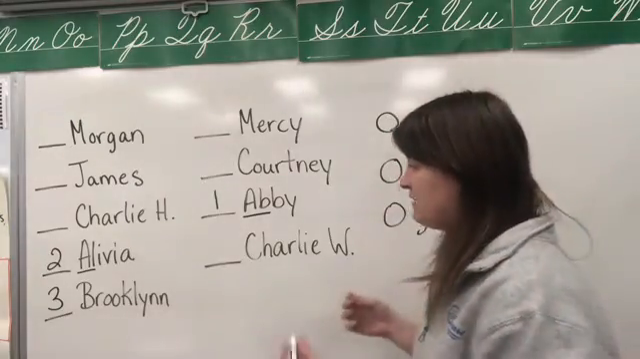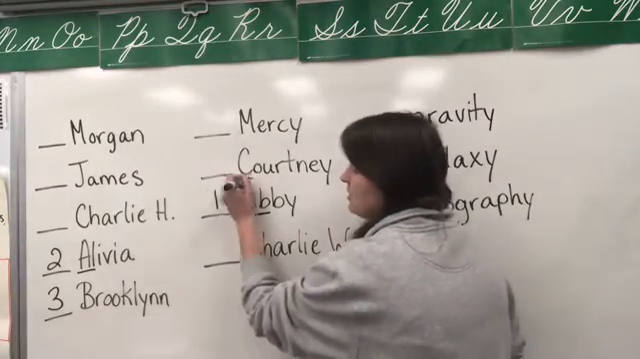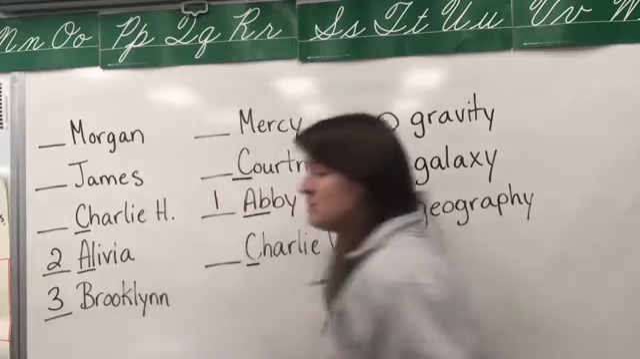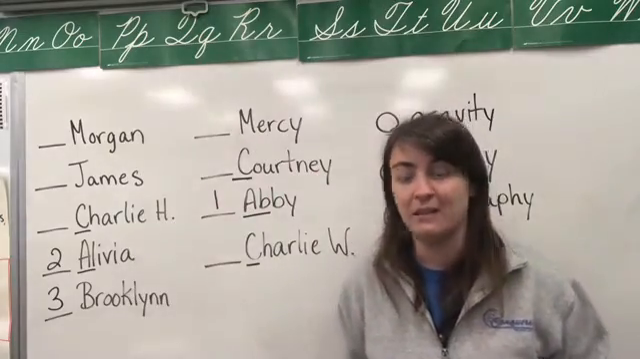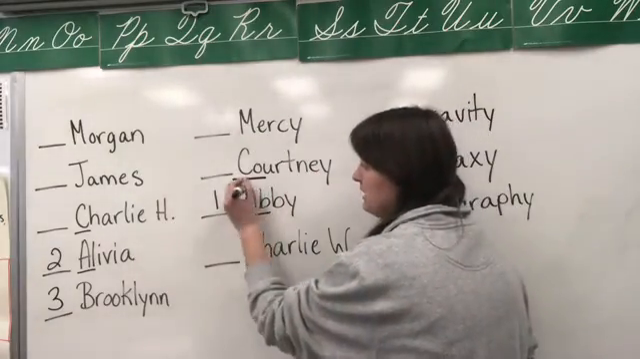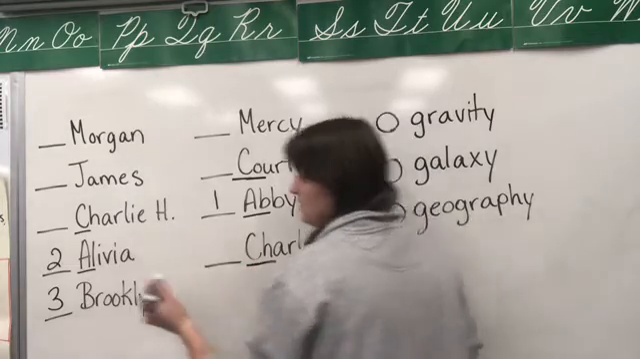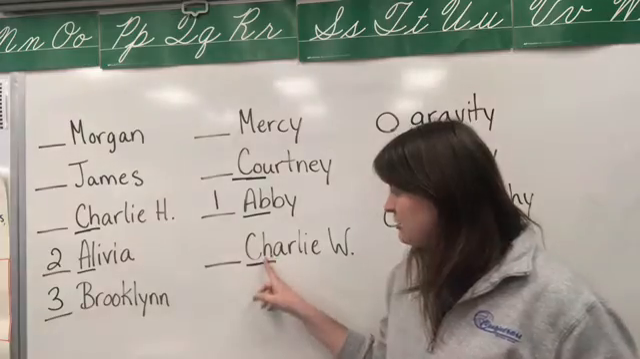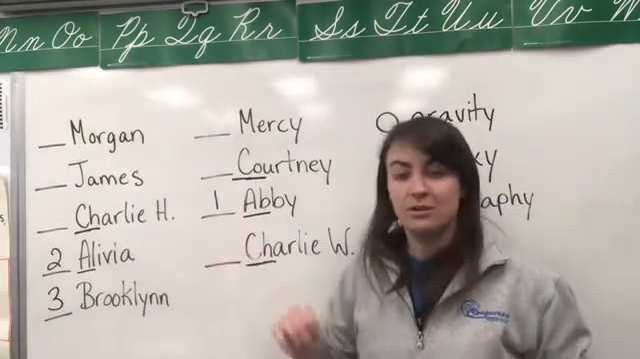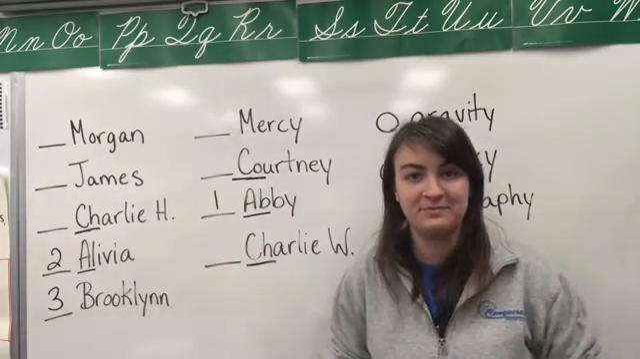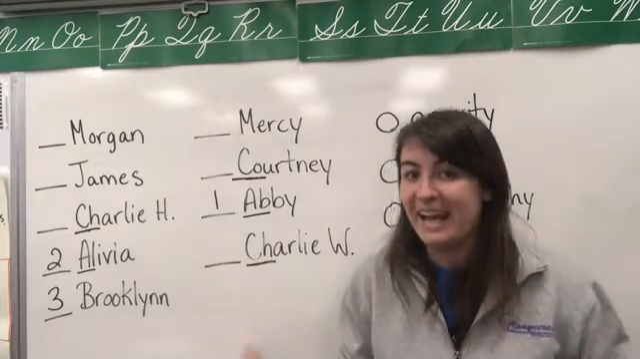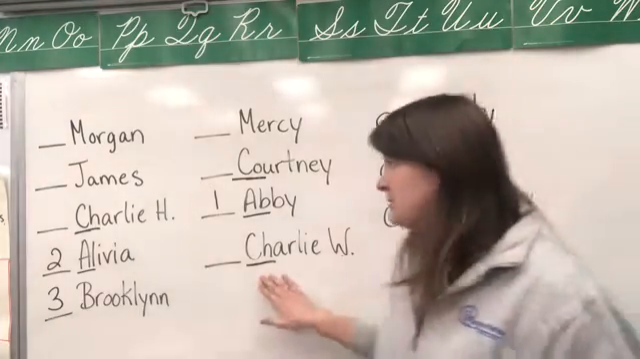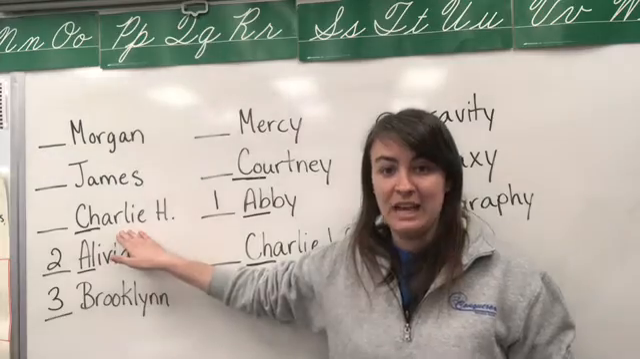Now for C, we've got 3 names. We've got Charlie Williams, Courtney, and Charlie Heisel. So naturally, we have to look at their second letter. So we have an O for Courtney, an H in Charlie Williams, and an H in Charlie Heisel. So of these letters, does H, O, or H come next in the alphabet? That's right, H does.